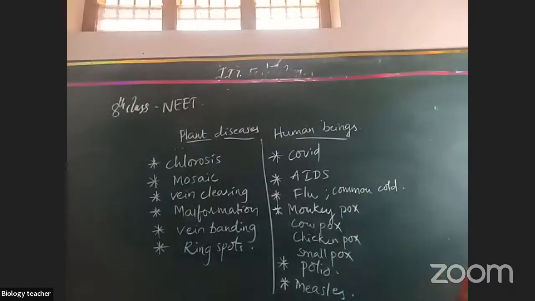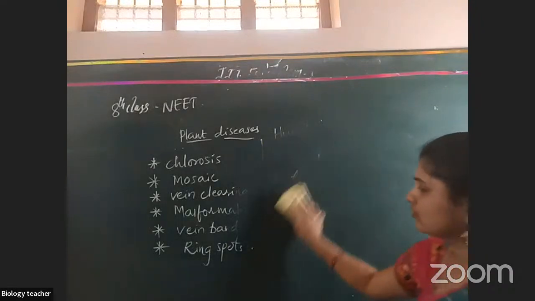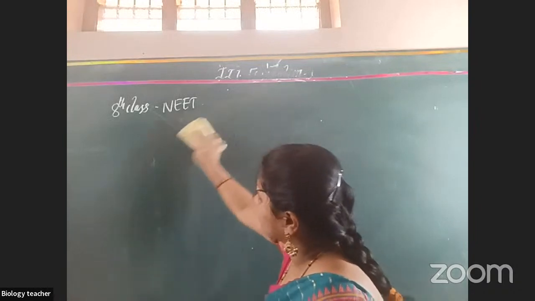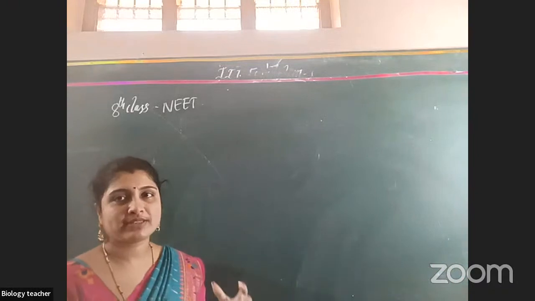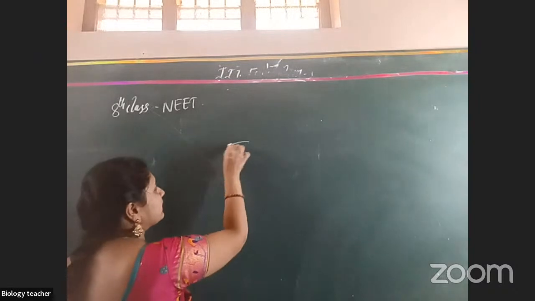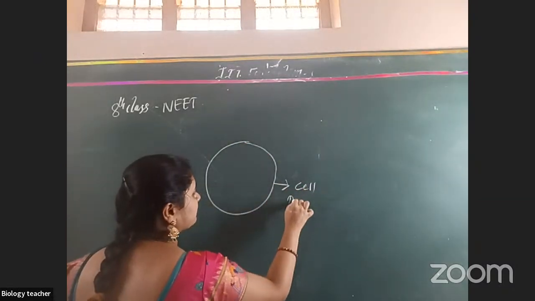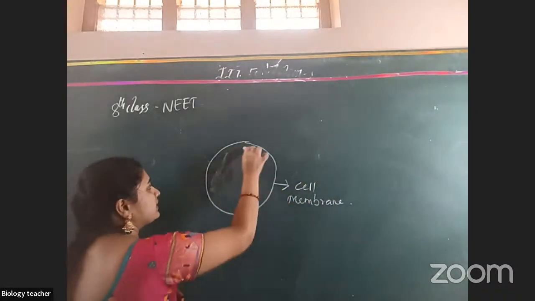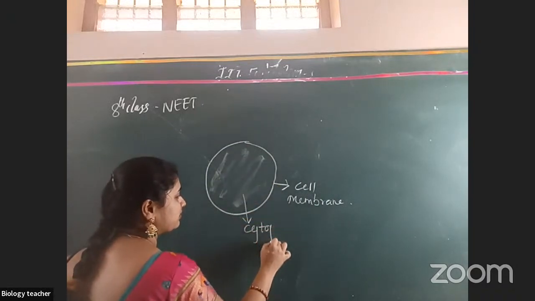Okay, our next microorganism is bacteria. Before discussing about bacteria, let us discuss about the cell. This is known as what? Cell membrane. So inside, the jelly-like substance is present, what? Cytoplasm.